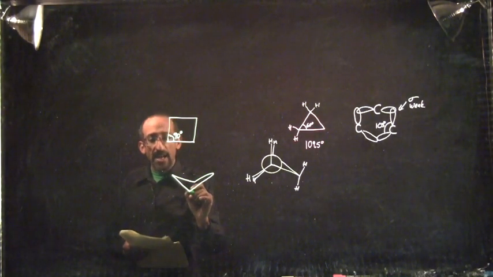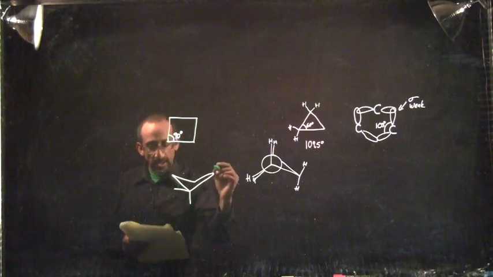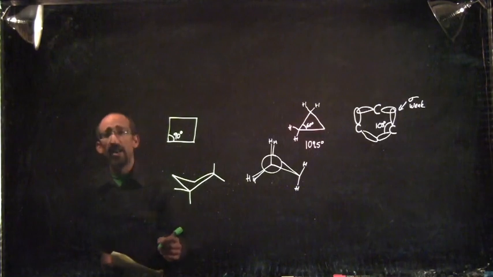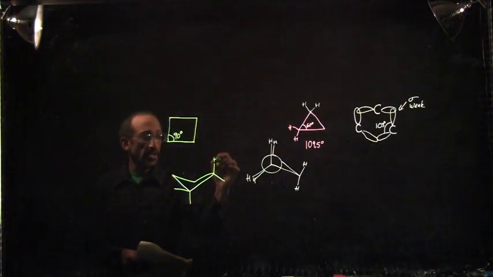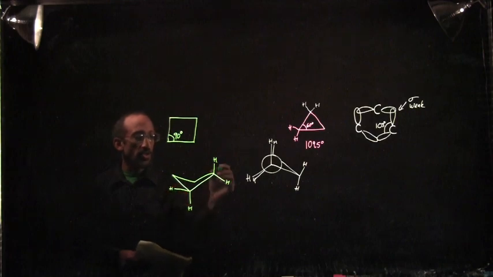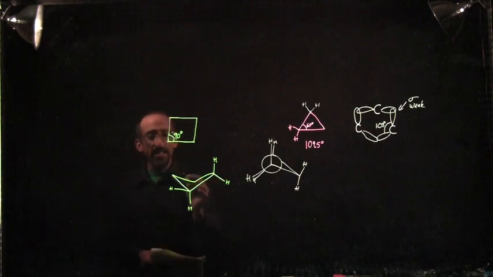Now what this does is it relieves the torsional strain of eclipsing bonds. So here now if we put in our hydrogens, this now relieves the torsional strain because the carbon-hydrogen bonds are no longer eclipsing each other. However, it does it at the cost of increasing angle strain.